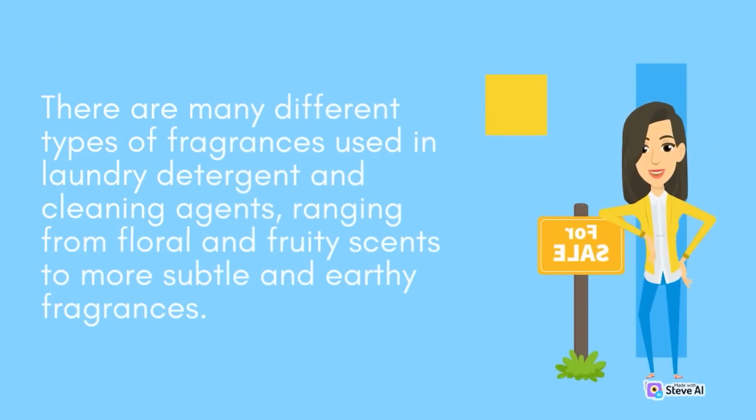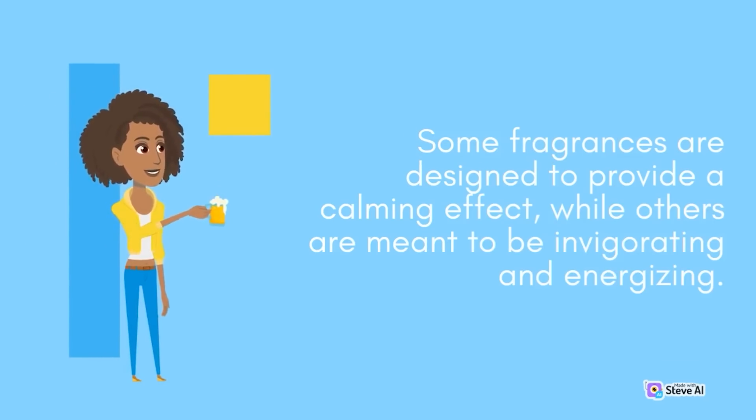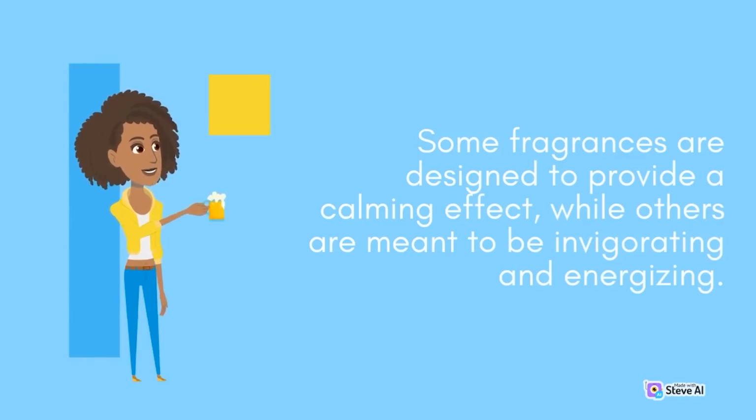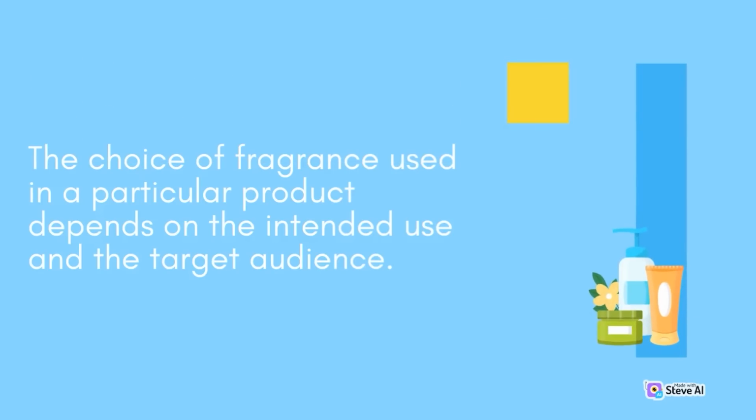In addition, fragrances can help to mask unpleasant odors from the materials being cleaned or laundered. There are many different types of fragrances used in laundry detergent and cleaning agents, ranging from floral and fruity scents to more subtle and earthy fragrances. Some fragrances are designed to provide a calming effect, while others are meant to be invigorating and energizing. The choice of fragrance used in a particular product depends on the intended use and the target audience.